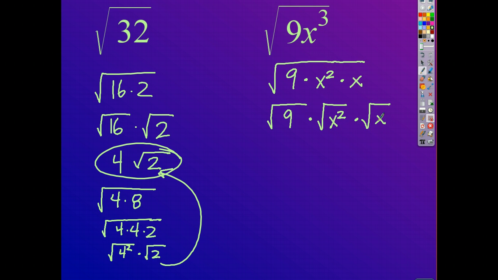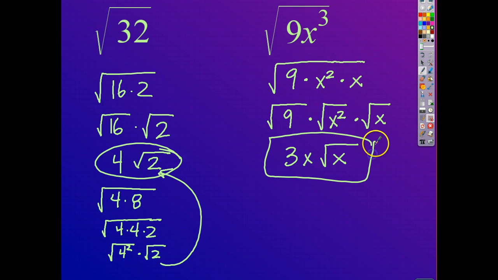Okay, so this is all one giant multiplication problem. The square root of 9 is 3, and the square root of x squared is x, and the square root of x is just the square root of x, and so this would be my simplified answer, okay? There are no perfect squares underneath the radical, there are no radicals in the denominator, and there are no fractions underneath the radical.